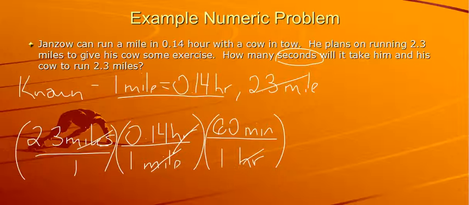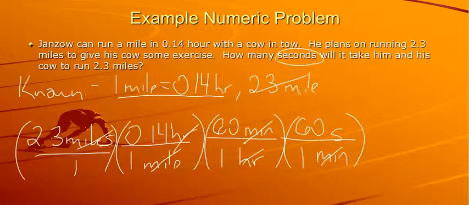That would cancel hours. And then for minutes, I can go to seconds. 1 minute, 60 seconds. And see how all the units canceled out as I went through, and I'm left with units of seconds. So we just multiply straight across. 2.3 times 0.14 times 60 times 60. We get 1,159 seconds. And for right now, it does not matter how you round that number off. So this is okay, 1,159 seconds.